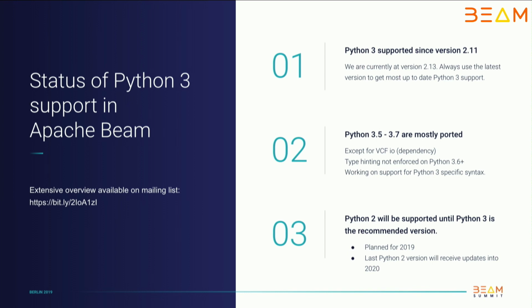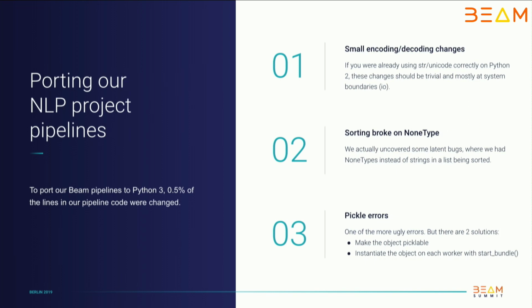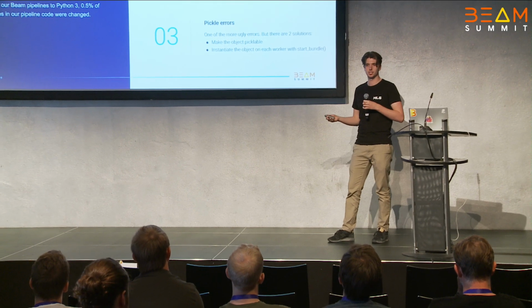So the next step is to start porting your own pipelines. We already did this for one of our bigger NLP projects, so I want to share a bit of our experiences with you. Some of the things we encountered: we needed to make some small encoding and decoding changes, but if you are already using your string and Unicode correctly on Python 2, these should be pretty trivial and mostly at system boundaries. For instance, the PubSub IO now needs bytes on Python 3. Our sorting broke in some places because of some None types. As I mentioned, you could sort these on Python 2. On Python 3, this is not possible, and we actually uncovered some latent bugs with this.